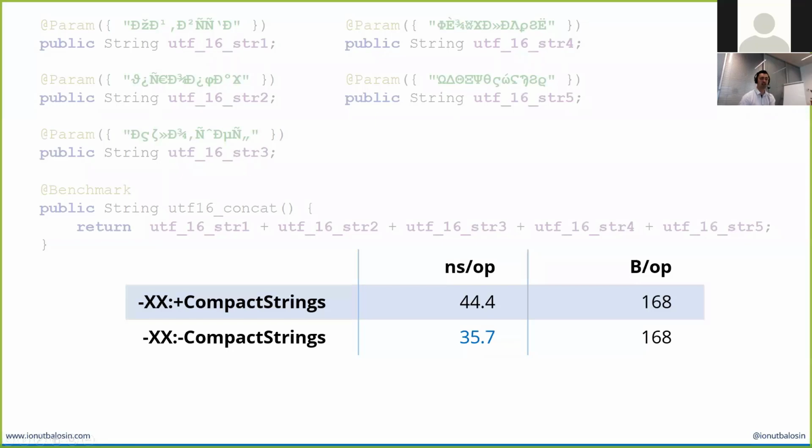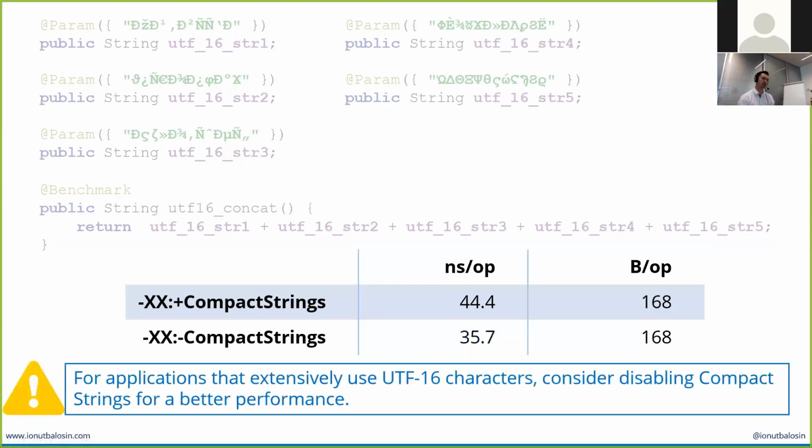Why is that? Because if the majority of your strings need UTF-16, it makes no sense to try to compress them. The compression would certainly fail, and you would switch back to UTF-16, so you can save that time. However, the number of bytes allocated per operation is roughly the same. So the conclusion is that if your application intensively uses UTF-16 characters, I recommend you keep this in mind. You might increase the speed by disabling the compact strings feature, which is on by default.